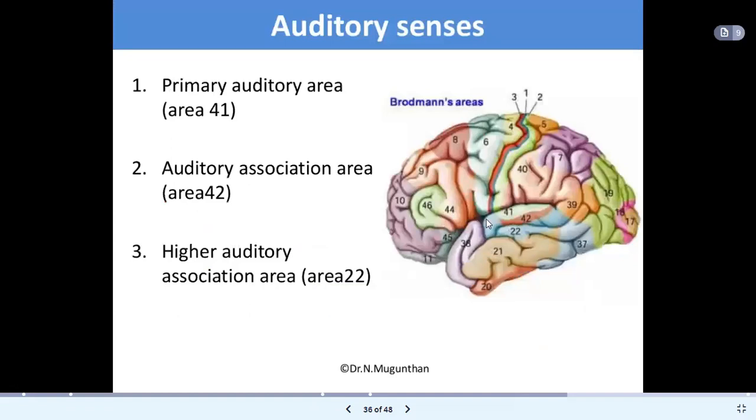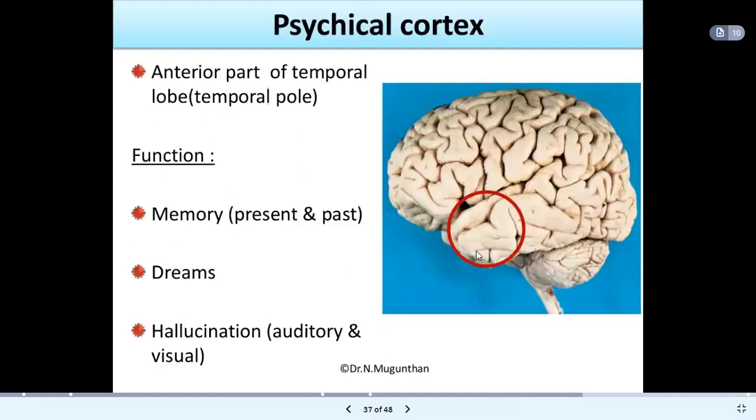Then we have auditory senses: the primary auditory area, area number 41, the auditory association area, area number 42, and the higher auditory association area, area number 22. Then we have the psychical cortex, in the anterior part of the temporal lobe, which is basically responsible for memory of present and past, dreams, and auditory and visual hallucinations.